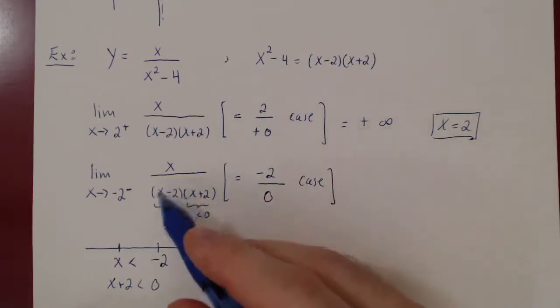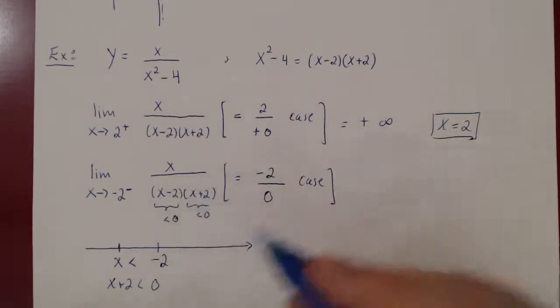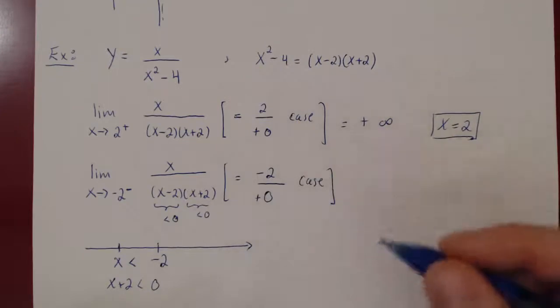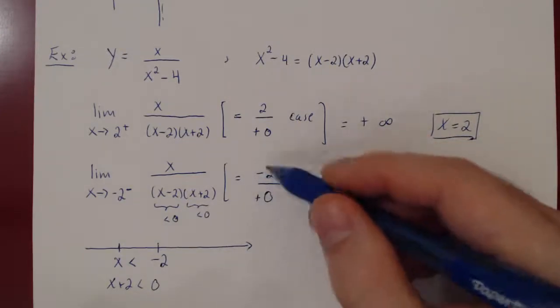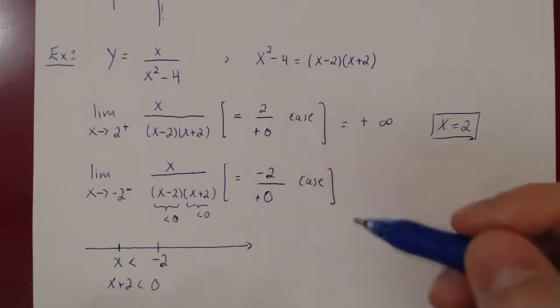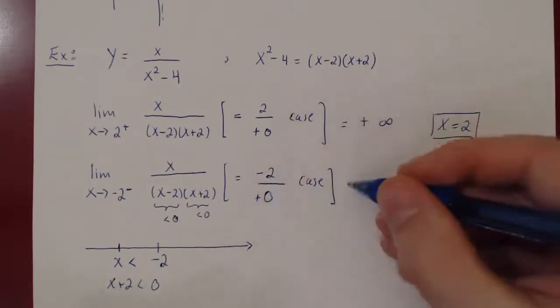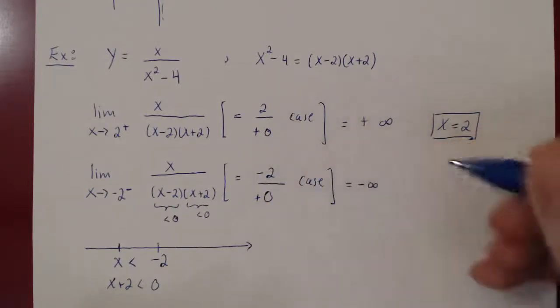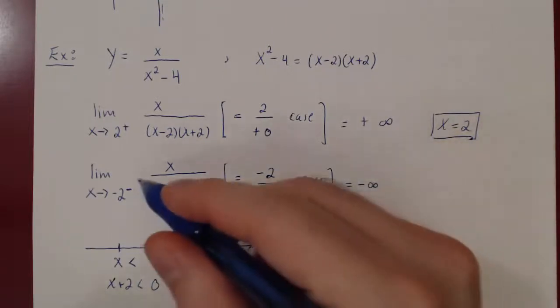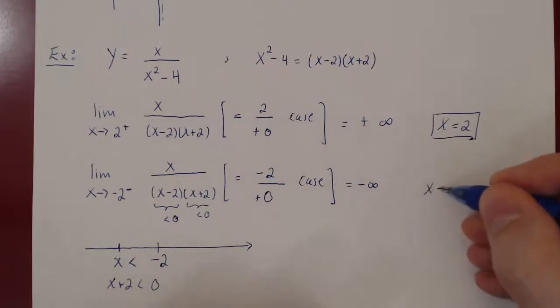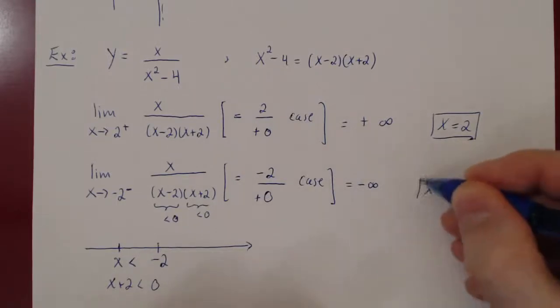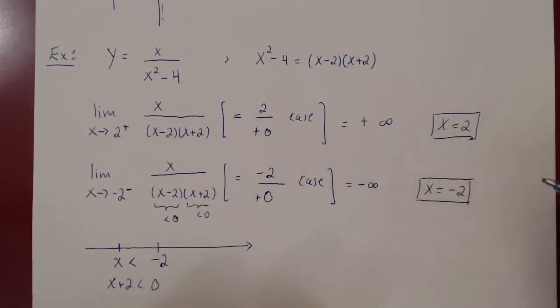So x plus 2 is also negative. But then we have a negative term times a negative term, which gives us a positive term. But because the numerator is negative, and here this is positive, the net result is negative, and 2 over 0 gives us an infinity, so we get negative infinity, which again confirms that the value x equals negative 2 is a vertical asymptote. So now you see this function has two distinct vertical asymptotes.